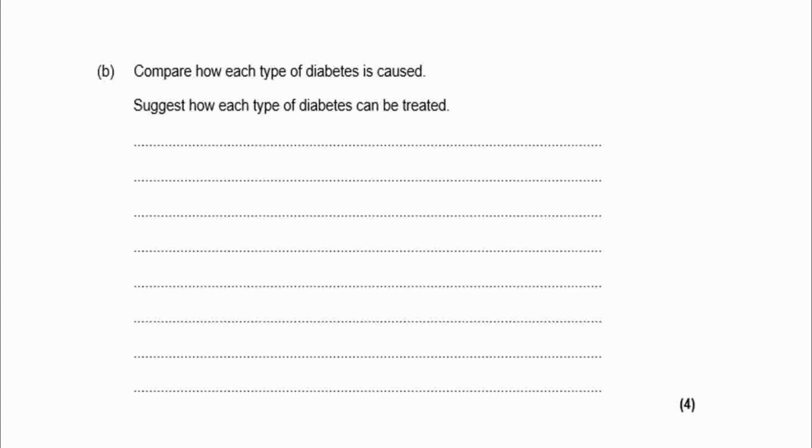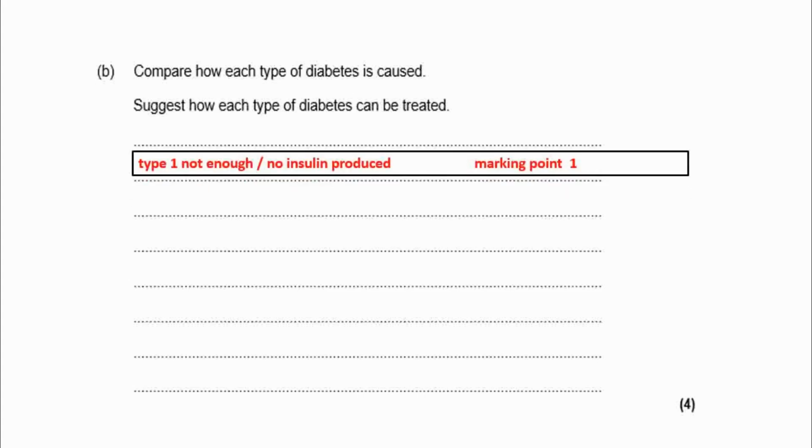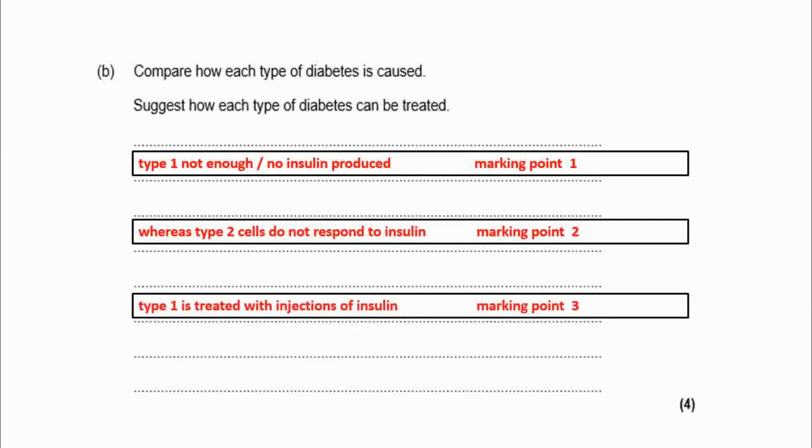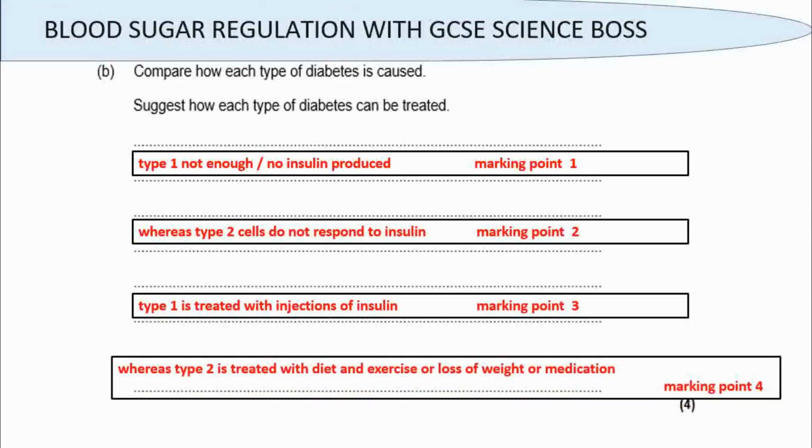Now here's another question. You need to compare how each type of diabetes is caused, and how each type of diabetes can be treated. You have two types. In type 1, you're not producing enough insulin, or no insulin is produced at all. That is marking point number 1. Whereas in type 2, the cells do not respond to insulin. How do you treat type 1? Type 1 is treated with insulin injections. And type 2 is treated with diet, exercise, or medication.